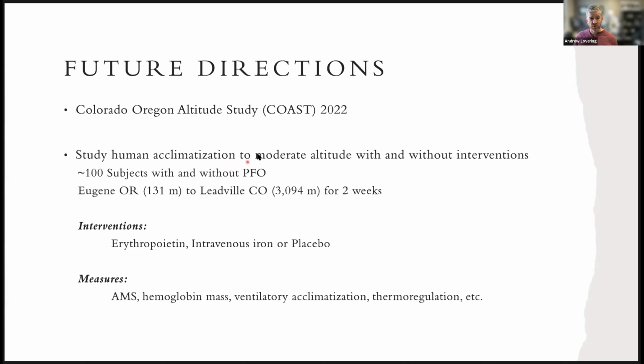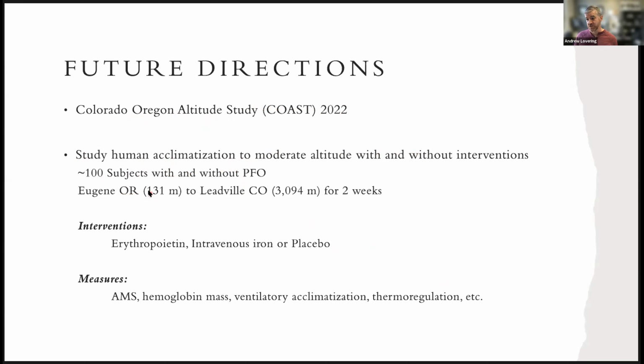So moving forward, we've got a study planned this summer called the Colorado-Oregon Altitude Study, or COAST 2022. We're just going to study normal human acclimatization to a moderate altitude with and without some interventions. We plan to take about 100 subjects, some of them are going to have a PFO, some of them are not going to have a PFO. And we're going to take them from Eugene, Oregon, which is about 131 meters above sea level, to Leadville, Colorado, which is about 3,100 meters above sea level.